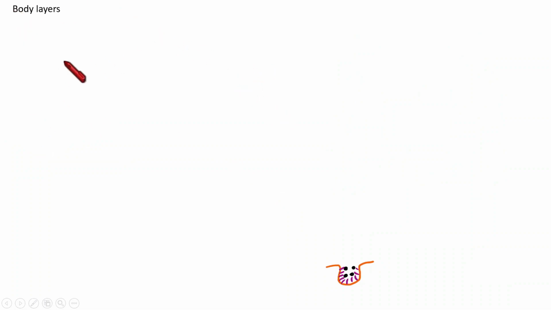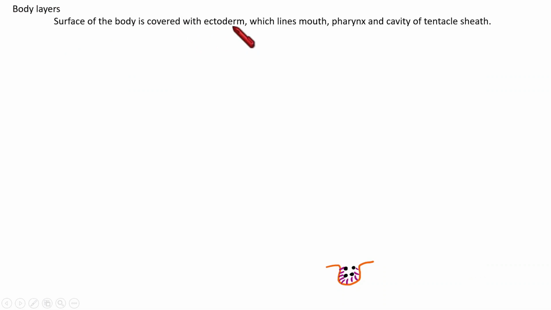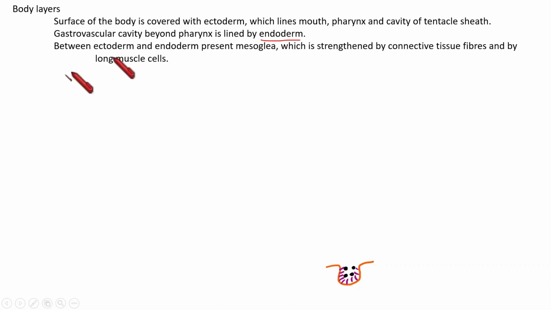Next we are going to see about its body layers. The surface is covered by ectoderm, and this ectoderm itself lines the mouth, then the pharynx and the cavity of the tentacle sheath. The tentacle sheath is the sac that accommodates the long tentacle. So the lining of the pharynx and mouth are all lined by ectoderm. Then beyond the region of pharynx, it is lined by endoderm. That means the gastrovascular cavity beyond the point of pharynx is lined by endoderm.